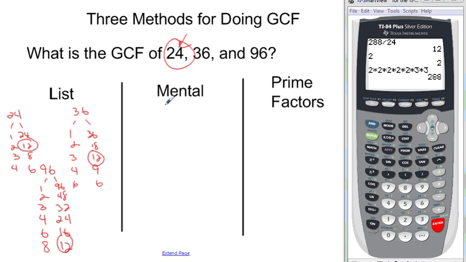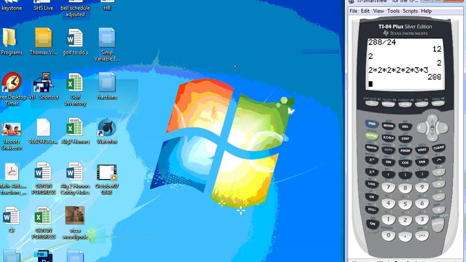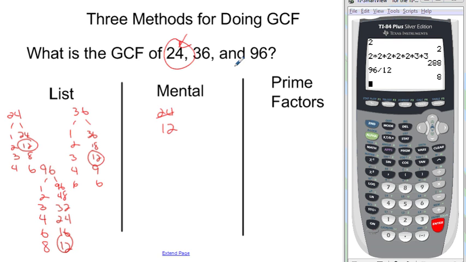Then I ask, does 24 go into 36? The answer is no. Next factor back from 24 is 12. Does that go into 36? Yeah. Does it go into 96? Well, maybe I go to my calculator for it, excuse me. But I do 96 divided by 12, and I get an integer. So guess what? The answer is 12.